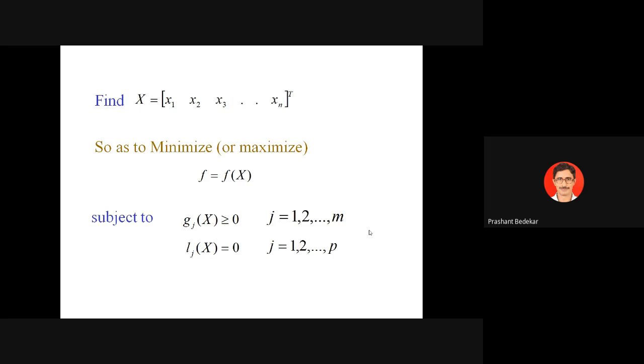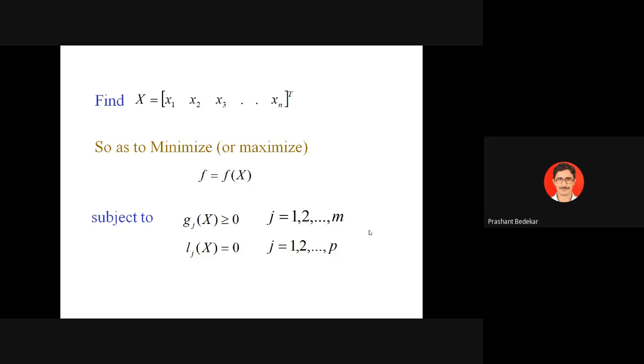So m number of inequality constraints, p number of equality constraints, and n number of variables. Purposefully, I have taken x1 to xn, then j equal to 1 to m and j equal to 1 to p, to make it clear that there is absolutely no relationship between the number of variables, the number of inequality constraints, and the number of equality constraints. You can have 3 design variables, 2 inequality constraints and 2 equality constraints. Or you can have a problem in which you have 5 design variables and 4 inequality constraints and no equality constraint.